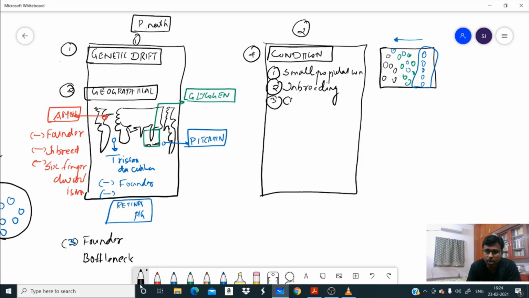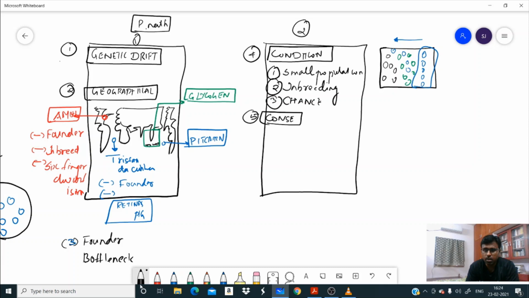Third is chance. As I said, natural selection happens because of change in the natural environment, and hence it is a slow transition of allelic frequency. But genetic drift happens because of change in the frequency of alleles due to chance, environmental destruction, or any catastrophic event which happened. Hence the third point, conditions necessary, is chance. Fifth point, you have to write consequence. So what is the consequence?